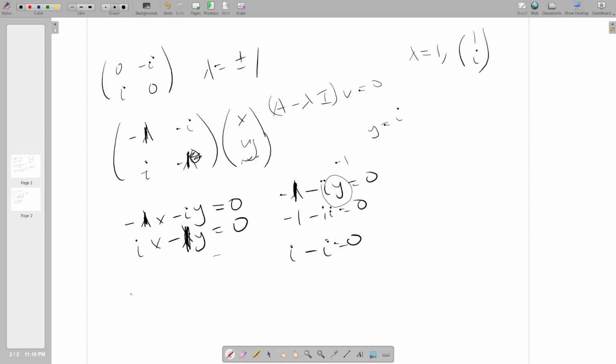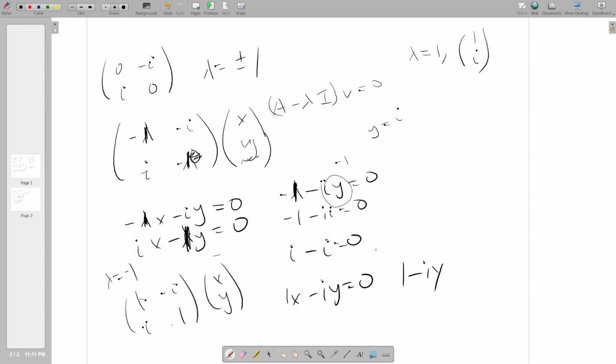Now we can repeat this process for the other eigenvalue, lambda equals negative 1. So the matrix becomes 1, negative i, i, 1, times x, y. We have 1x minus iy equals 0. If x is equal to 1, on a lucky guess, we have 1 minus iy equals 0. So now we want iy to be negative 1, so we want y to equal negative i. We can also see that ix plus y equals 0, and if y equals negative i, this is true.